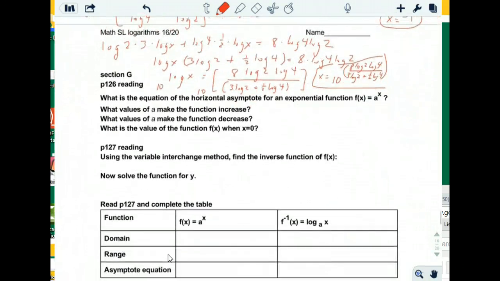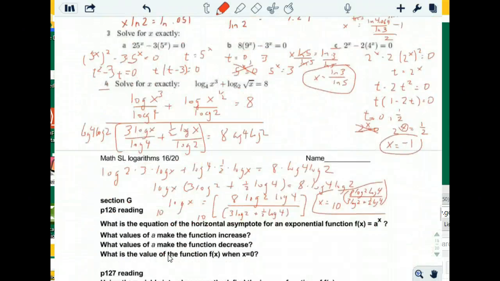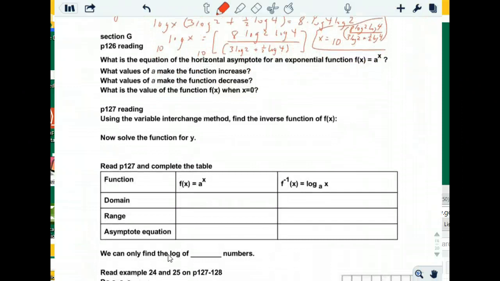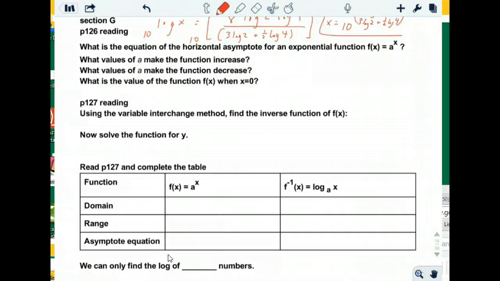Okay. So that was section F, and now we're going to just introduce section G. What is the equation of the horizontal asymptote for the exponential function a to the x? Well, the exponential function, remember, looks kind of like this, and it always approaches 0 unless there's a factor on it. So we'll say that the horizontal asymptote is y equals 0.